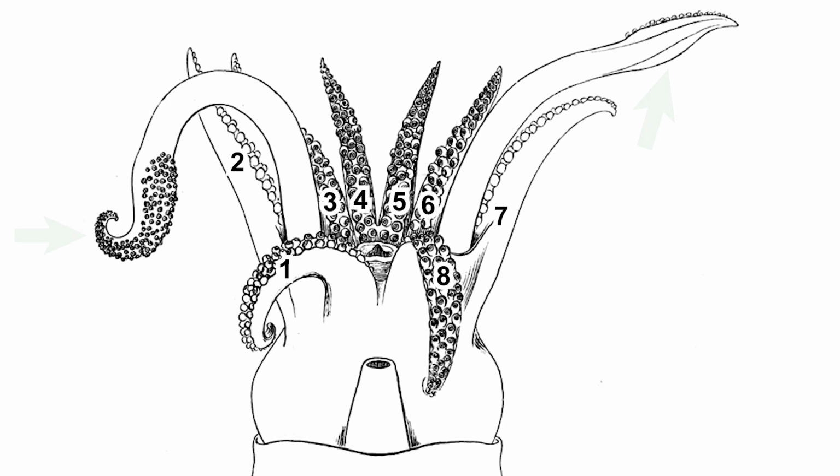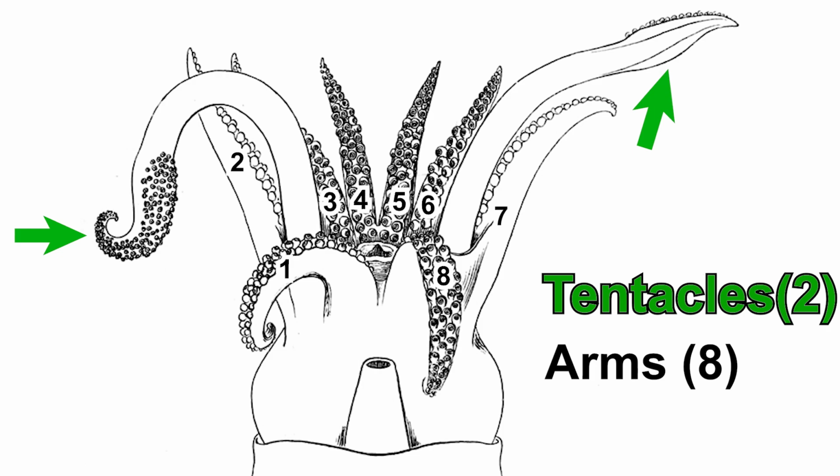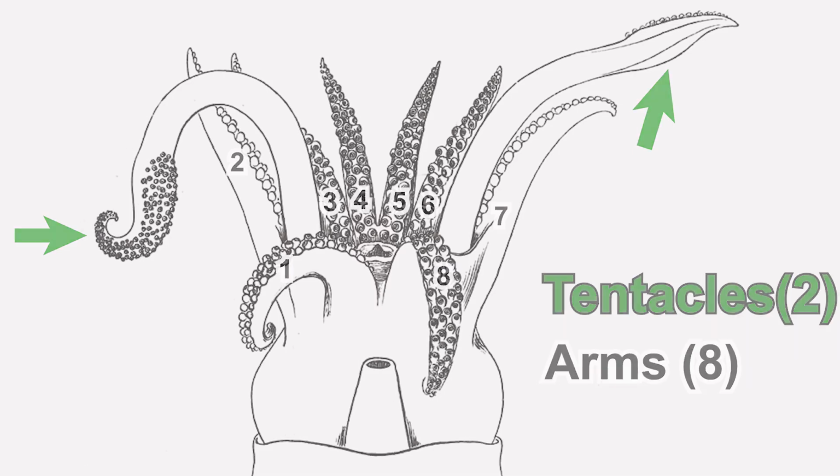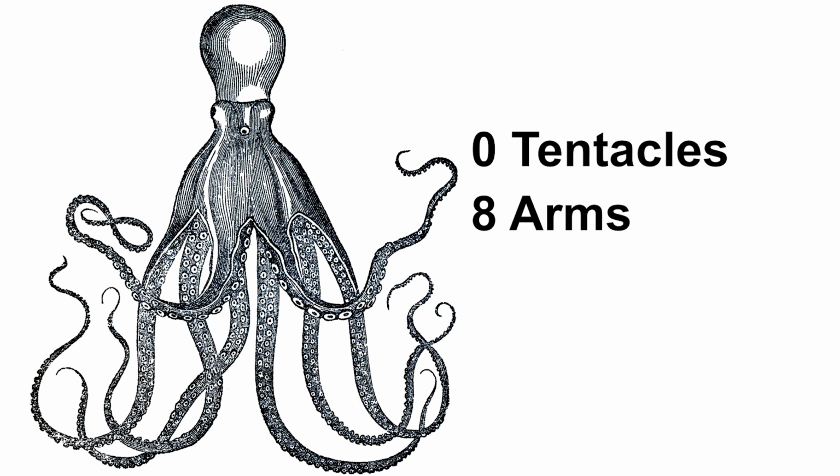But what about these two? They look different, right? Whether or not you realize what's different, I'm sure at least you notice those two are different. Those two are the tentacles, while the other 8 are called arms. Octopuses don't have these, which is why they technically don't have any tentacles, just 8 arms, that's it.